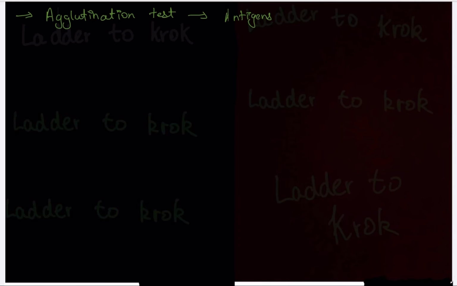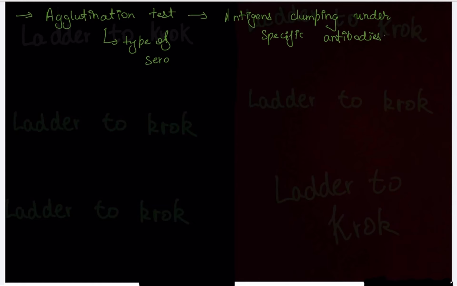Antigens clumping under specific antibodies, obviously those antibodies which are specific for that antigen. Okay, so under specific antibodies, AB or antibodies. Okay, antibodies. Agglutination test is a type of serological test.